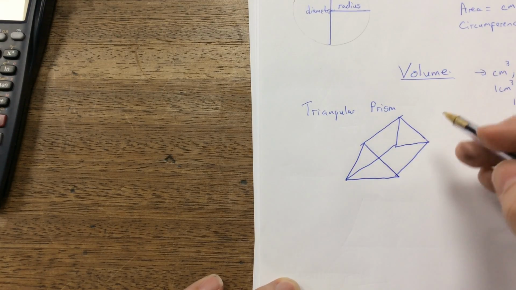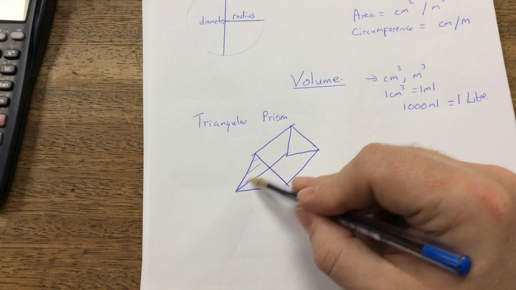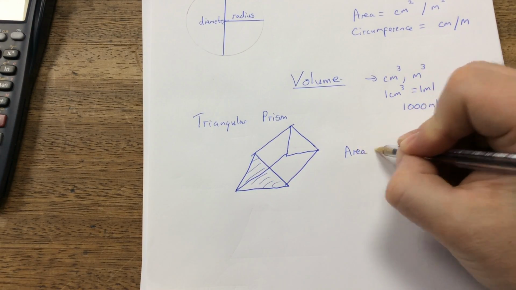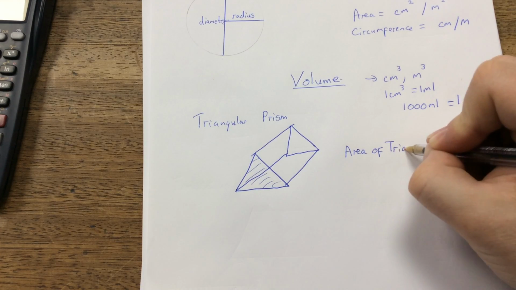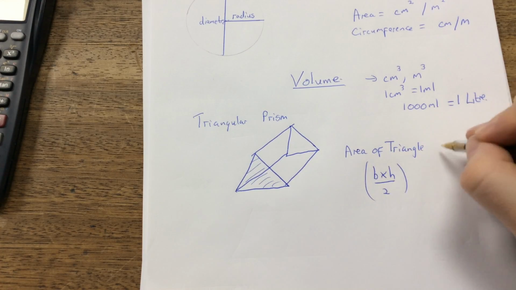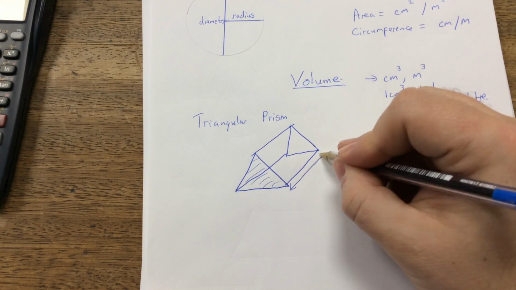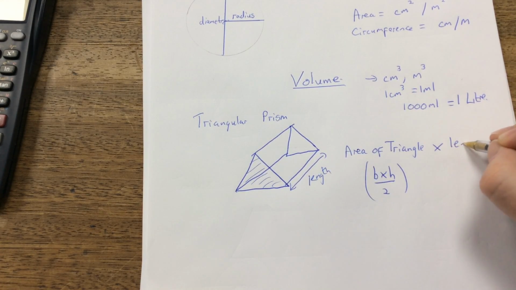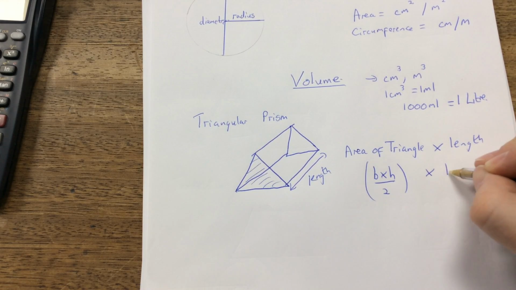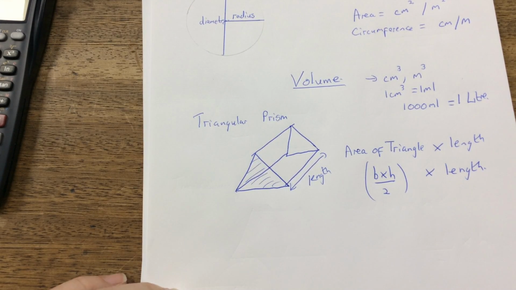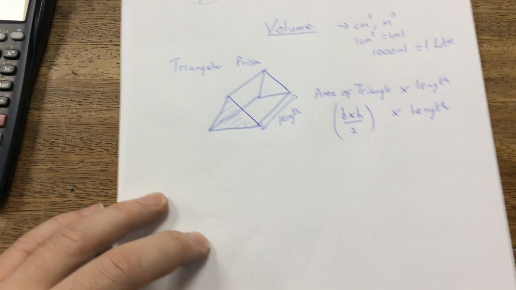If I'm finding the area of this cross-section, the shape on the side is a triangle. So the area of this cross-section is the area of the triangle, which we did earlier, base times height divided by 2. And then, because it's a prism, you multiply by the length going back. That's how you find the volume of a triangular prism: the area of the cross-section, which is a triangle, multiplied by the length going back.